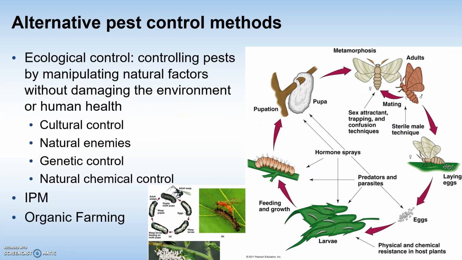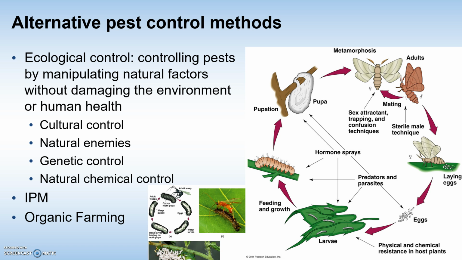So what are some alternative pest control methods, or weed control methods, that we can employ other than just using pesticides and herbicides? Well, one is ecological control. Ecological control focuses on controlling pests by manipulating natural factors without damaging the environment or human health. It does depend on understanding the pest and its relationship with its host and the ecosystem.